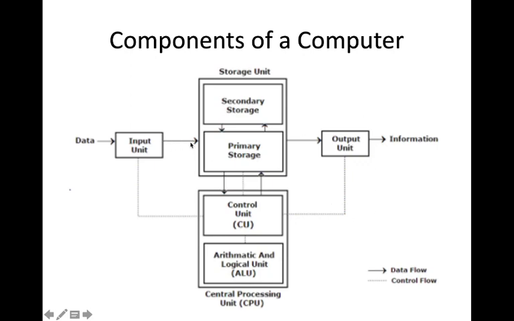So these are the data flow arrows, and the dotted lines are known as control flow arrows. There is some control flow happening here. The control unit is the one that does all these control flow operations, so the control signals will be given by the control unit. Now we will see each unit separately.